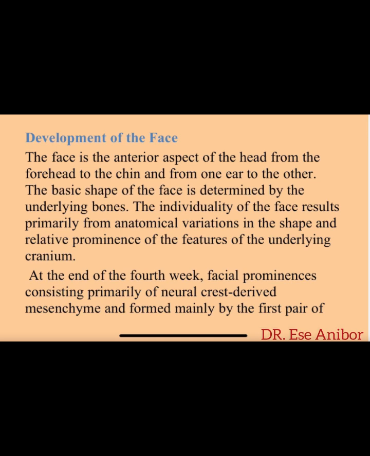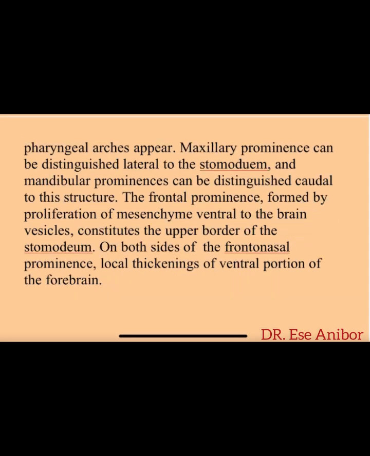But in this case, we're looking at the face now. So you have neural crest-derived mesenchyme. That's mesenchyme derived from neural crest cells, differentiated to give you the facial prominences or facial processes. You can see that at the end of the 4th week. Facial prominences are formed from the first pair of pharyngeal arches. So when this first pair of pharyngeal arches appear, they begin to differentiate to give you the facial prominences, facial processes.